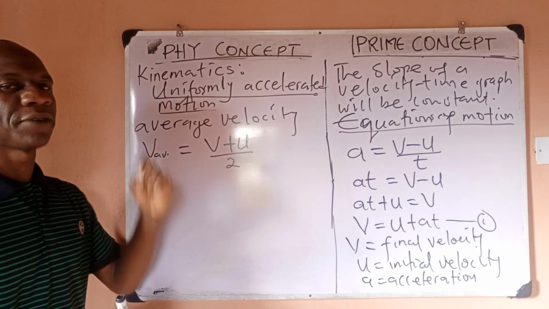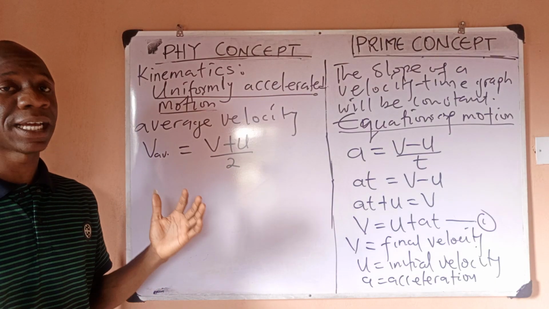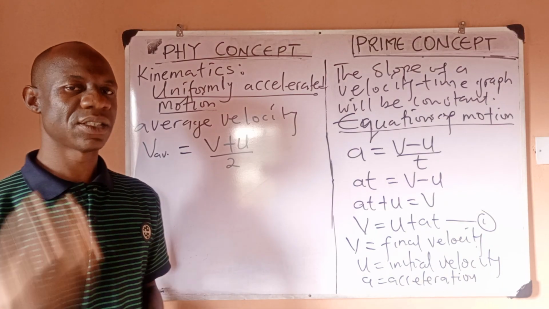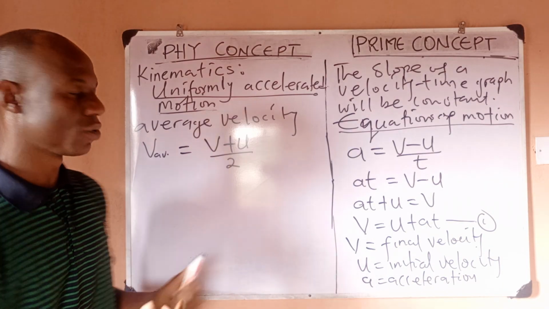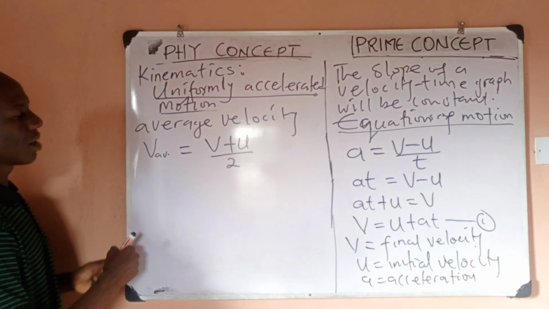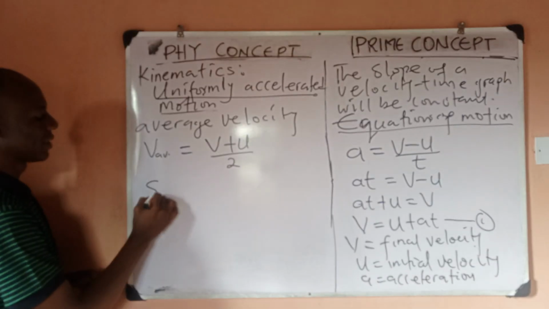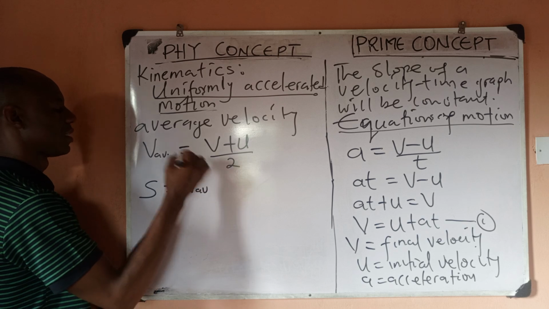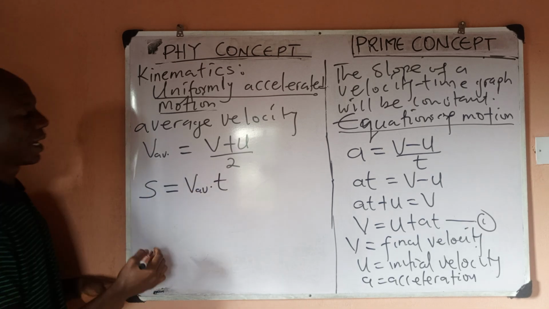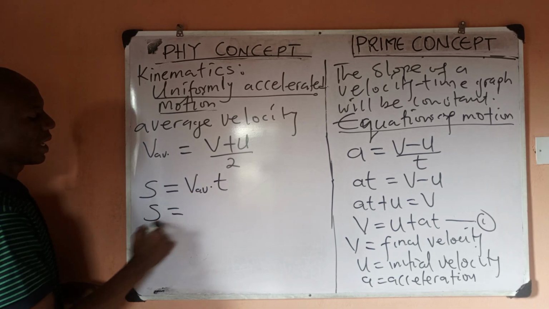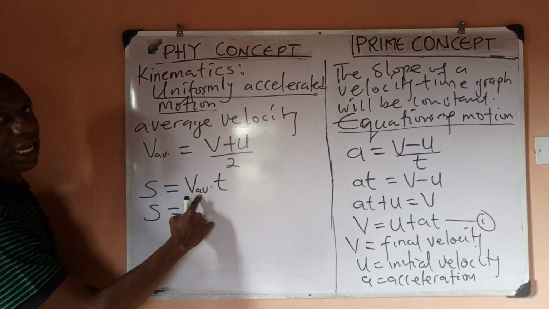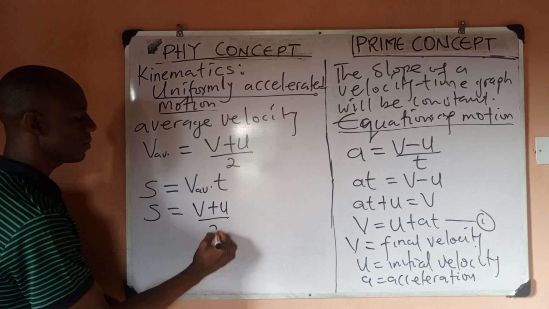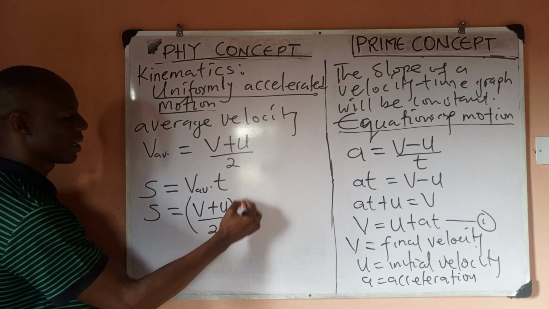Now, knowing our average velocity, we can find a formula for the distance that the particle, or the body or the vehicle, travels. So the distance s would be average velocity times what? Time. So my distance s is the average velocity, which is (v + u) divided by 2, then multiplied by what now?